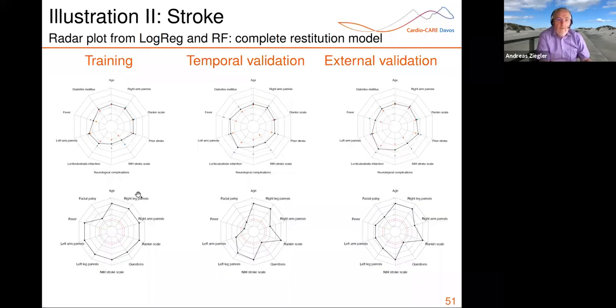While when you run the random forest, you see the right leg paresis, the right arm paresis. You can see the left leg paresis and the left arm paresis. And this is because the models are actually operating in a completely different mode, and multicollinearity doesn't affect random forest. And this is one of the strengths, I think.